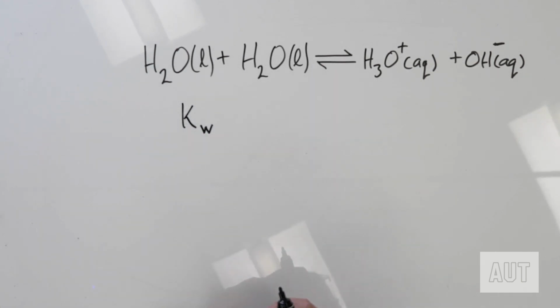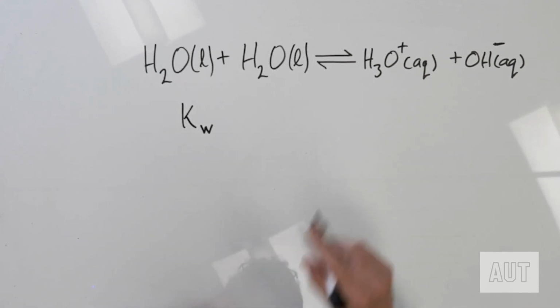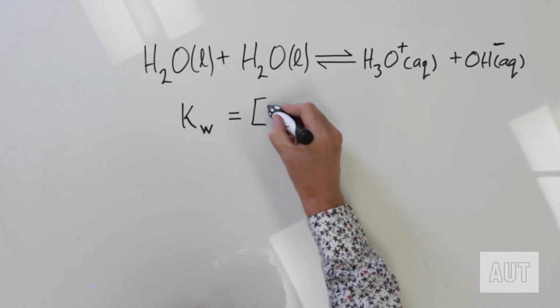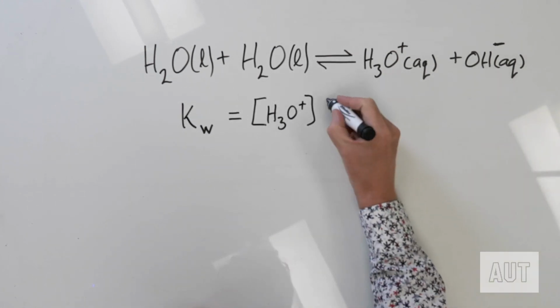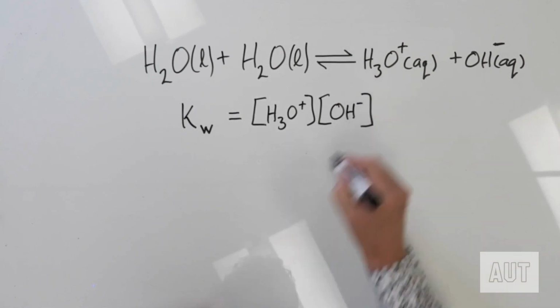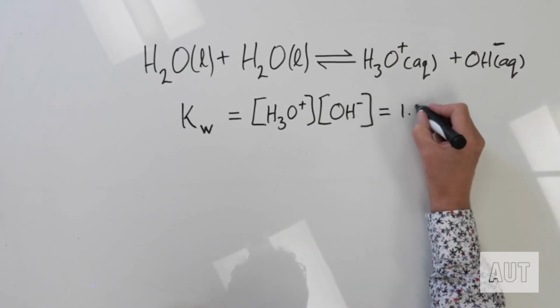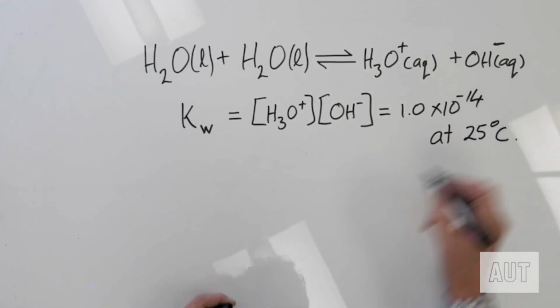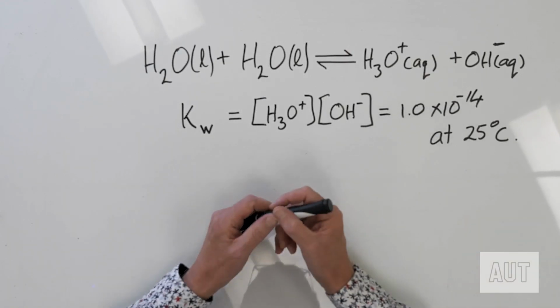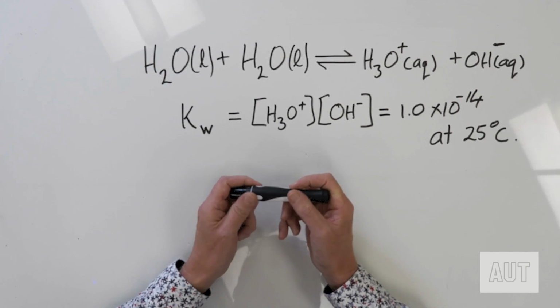So we're going to write the equilibrium constant expression for this, and we're going to give it a special name. We're going to call it Kw because it is so important. And Kw then is simply going to be equal to the concentration of H3O+, because it's an aqueous species and that goes in equilibrium constants, multiplied by the OH- concentration, and that has a value of 1.0 times 10 to the minus 14 at, all importantly, 25 degrees Celsius.